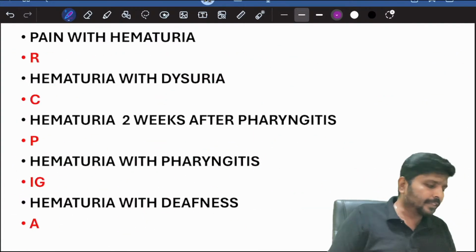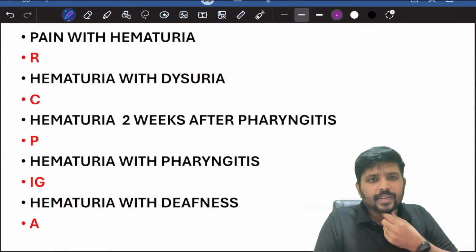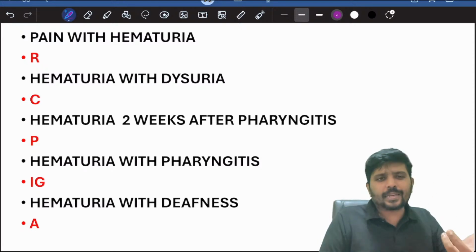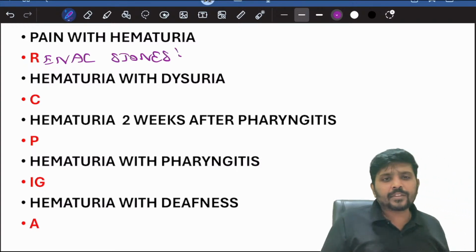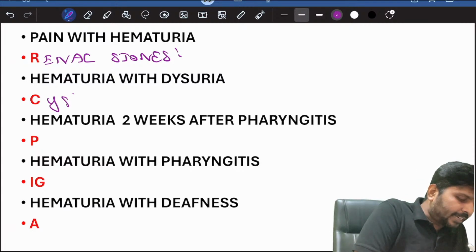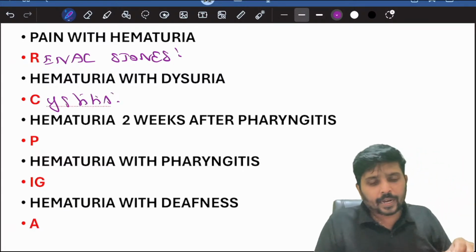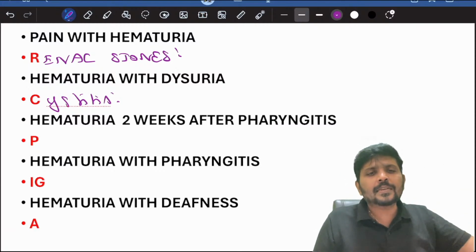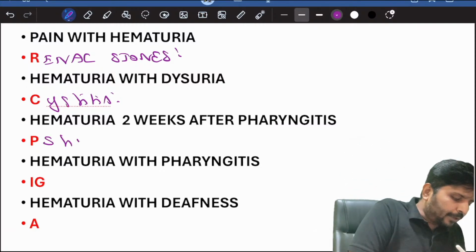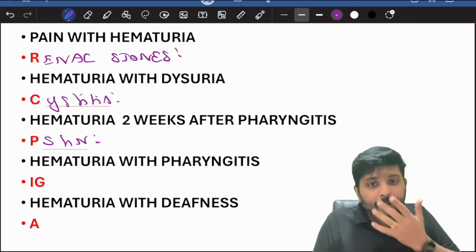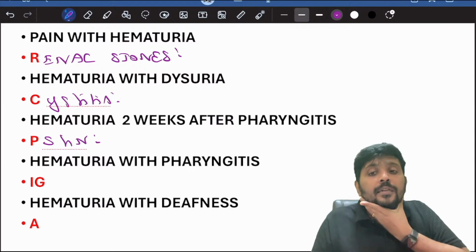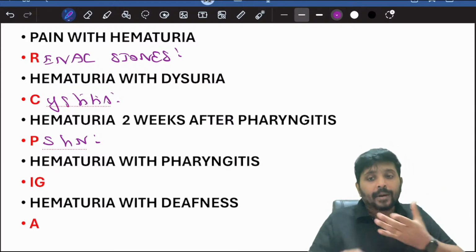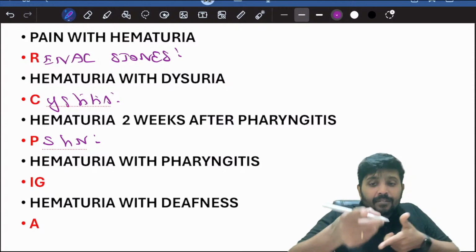Right. Then some of the important clinical case scenarios. When you have pain with hematuria, the answer is renal stones. When you have hematuria with dysuria, it is due to cystitis. When you have hematuria that occurs 2 weeks after pharyngitis, post-streptococcal glomerulonephritis. But one more patient is telling you, doctor, yesterday I developed throat pain, but today I am getting hematuria. This is called synpharyngitic nephritis.